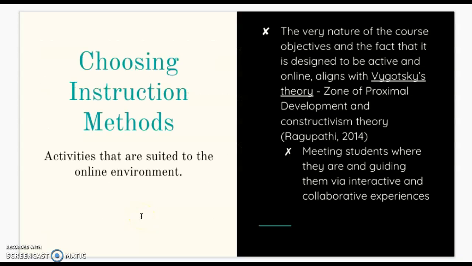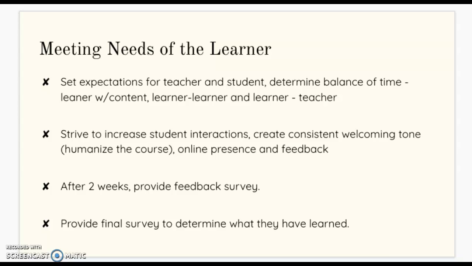Furthermore, moving along in making sure that you're meeting the needs of your learner, you want to set expectations for both you and your student, which would include determining a balance of time. That would include the time that the learner spends with the content, that the learner spends with a possible other partner or a learner, and the amount of time that you're going to be spending with your student. And coming up with a mix that one category is not completely dominating the other. We don't want to offer an online course where the learner is interacting with content for 100% of the time.